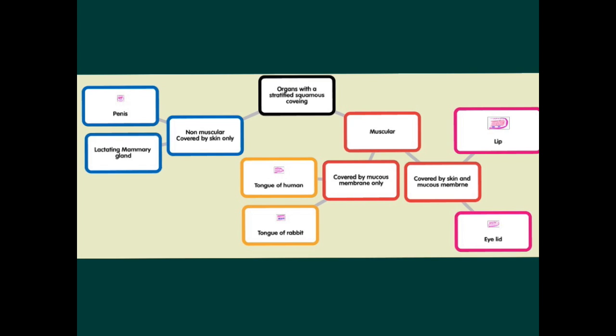They are not showing a definite muscle layer. These are the penis and the lactating mammary gland. So in this group, we have 6 slides.